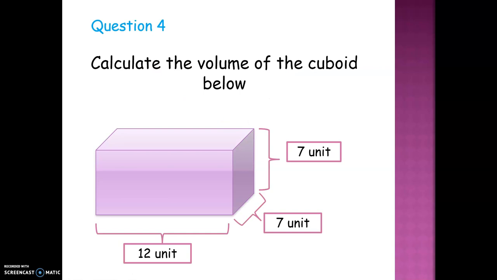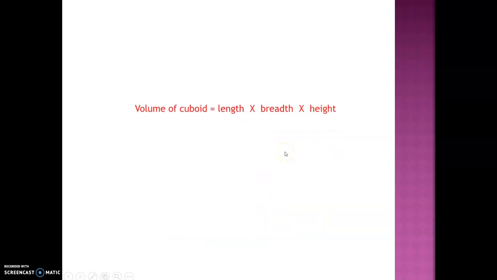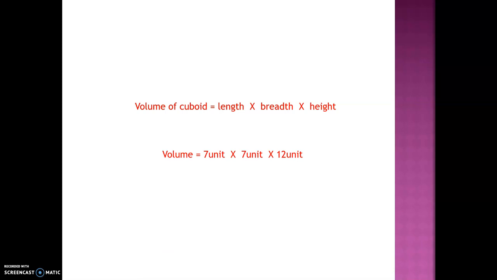Question 4. Calculate the volume of cuboid. You can see 12 units, 7 units, and 7 units, right? Okay, so they are not the same, so it's a cuboid. Volume of cuboid is equal to length multiplied by breadth multiplied by height. That is 7 multiplied by 7 multiplied by 12. 7 times 7 is 49. 49 multiplied by 12 is 588 unit cube.